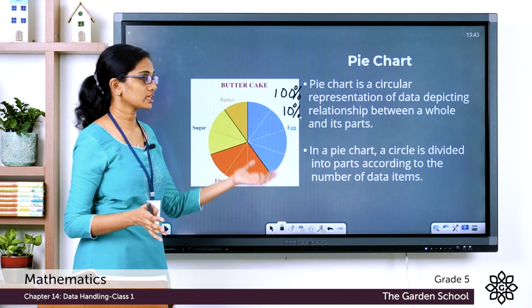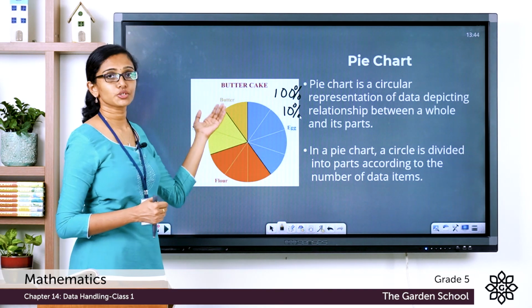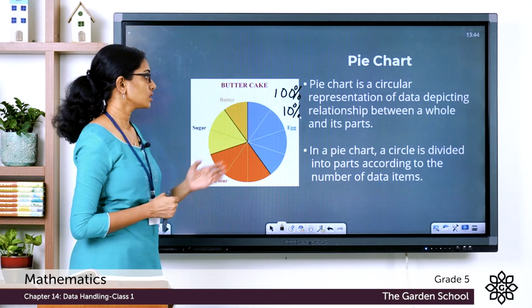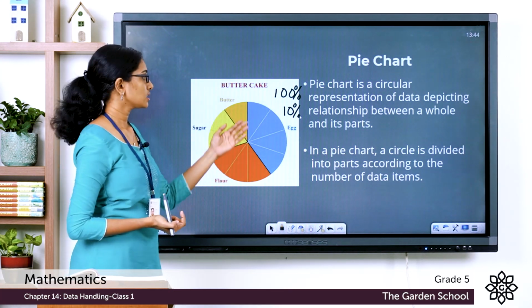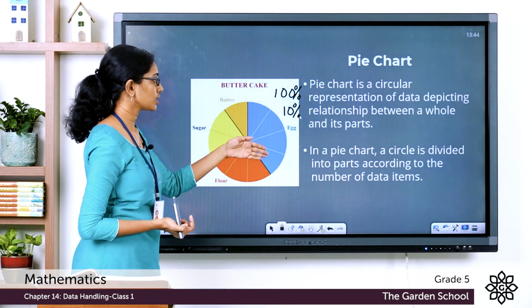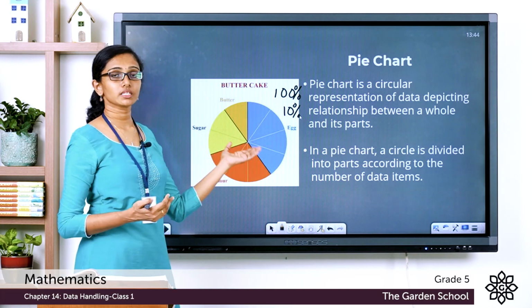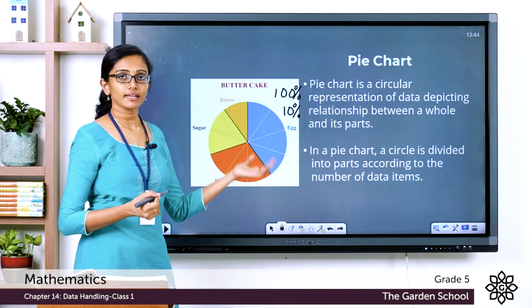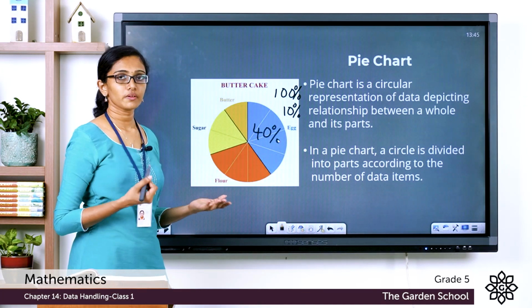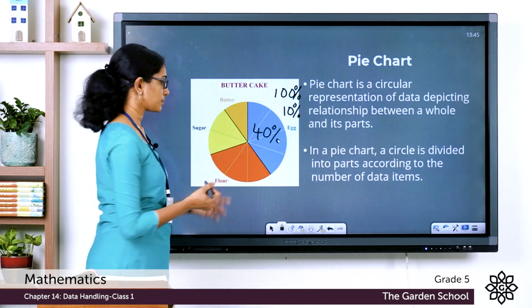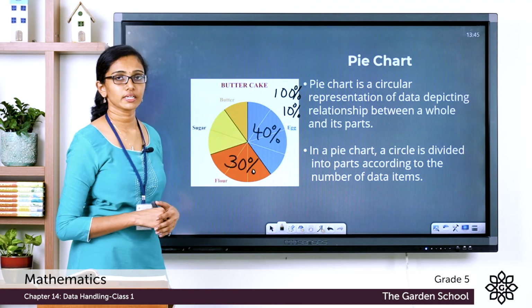So this pie chart shows the quantity or proportion of ingredients that is needed to prepare or bake a butter cake. So can you tell what is the proportion of egg in this case? See, this egg is represented with 4 equal parts of the circle, and each part, we said, will represent 10% of the total or the whole. So to prepare this butter cake, 40% of it should be egg. And what about flour? 1, 2, 3 equal parts. That means it is 10% plus 10% plus 10%. That is a total of 30%.